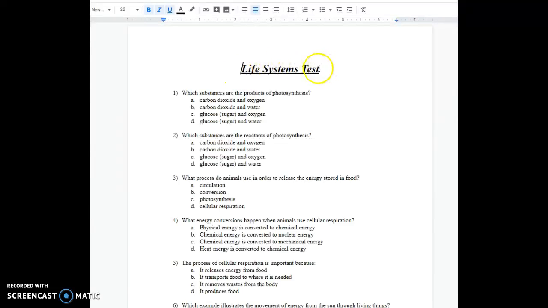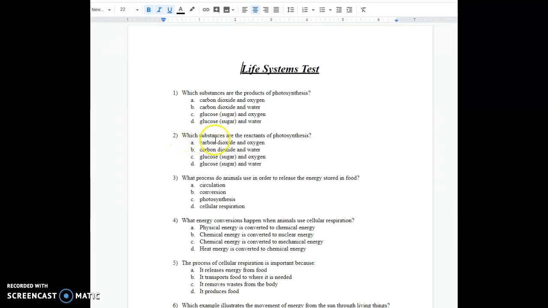Life Systems Test. Number 1. Which substances are the products of photosynthesis? A. Carbon dioxide and oxygen. B. Carbon dioxide and water. C. Glucose, sugar, and oxygen. D. Glucose, sugar, and water.